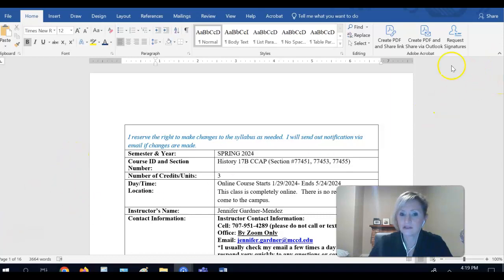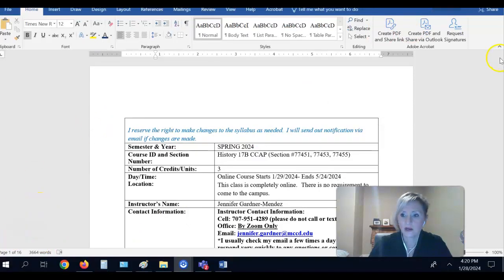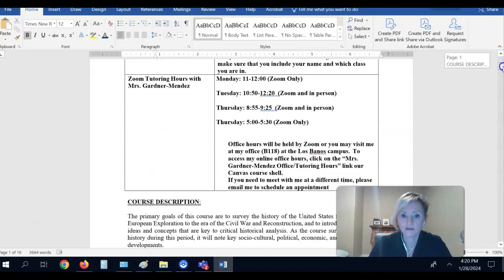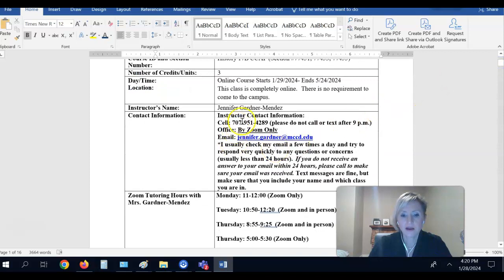The next section of the syllabus goes over my contact information. Okay. So you guys have my cell phone number, and it's fine to go ahead and call and text if you have any questions. Just try to, if it's after 9 o'clock, stick to the Canvas messaging instead of texting. And it can always help you out in the morning. And then also, if you send me a text, make sure you include your name and that you're a History 17B CCAP student, because I teach multiple courses every semester.